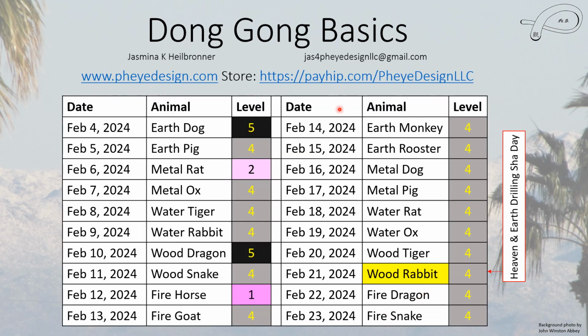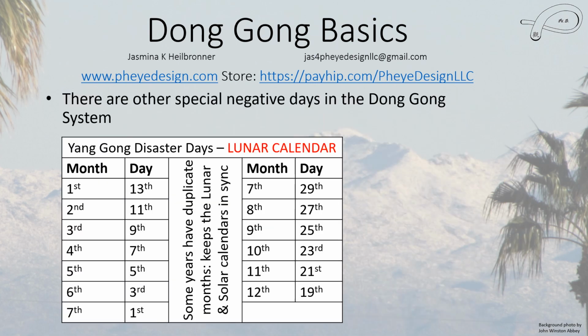So let's look at this. In this month, I've already showed you this table. In this month, do we have it? Yes, we have a wood rabbit day. This is a heaven and earth drilling Sha day, so you wouldn't want to dig a hole this day. Now, let's look at the Yangon disaster days. They do list them clearly as months.